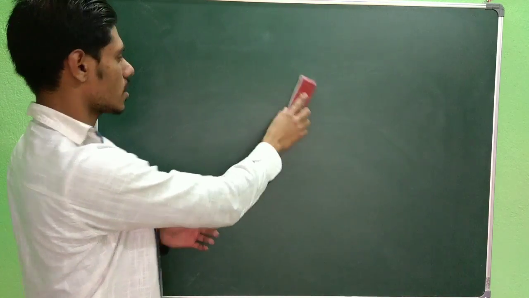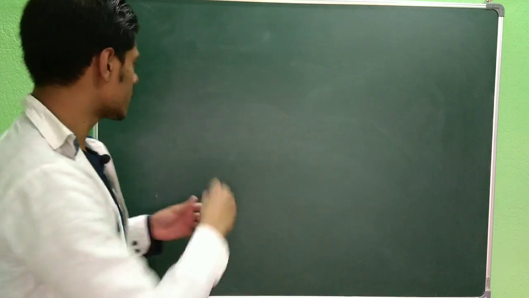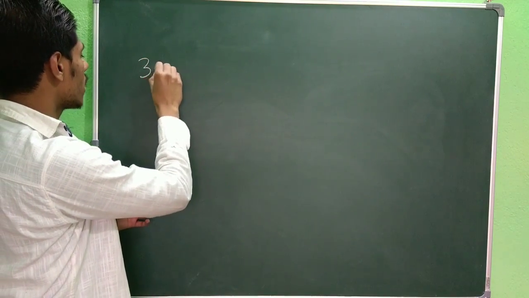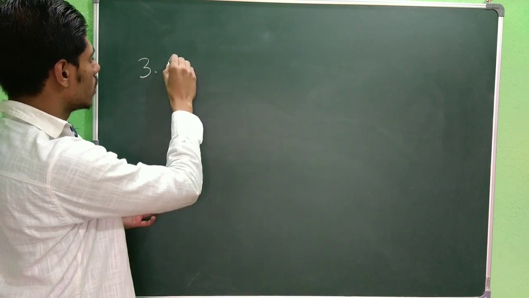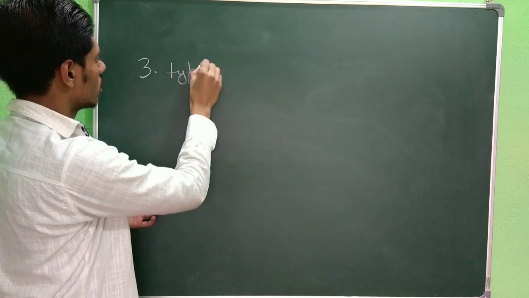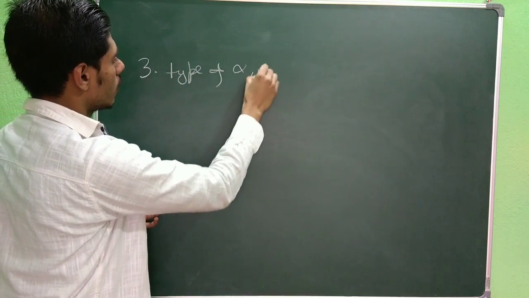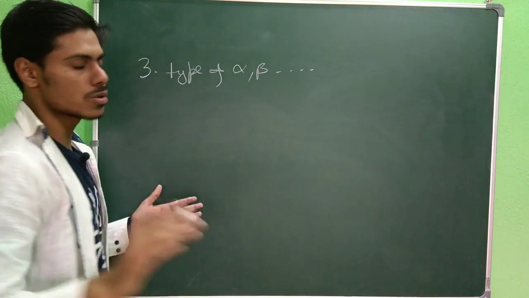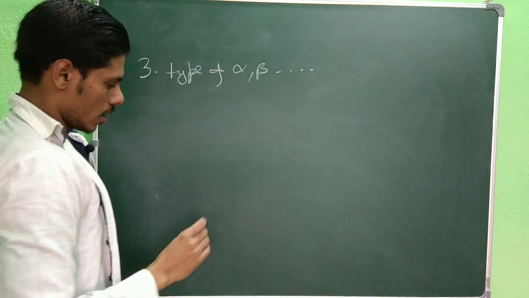And now let us discuss the third point, that is the type of the alpha beta unsaturated compound, or the type of the electrophile. So the type of alpha beta unsaturated carbonyl compound. So this is again very important.